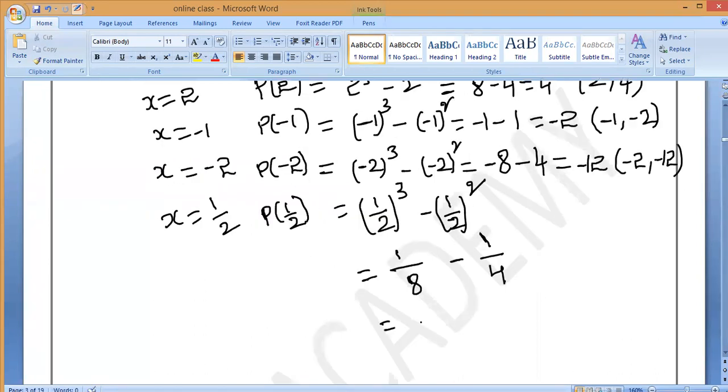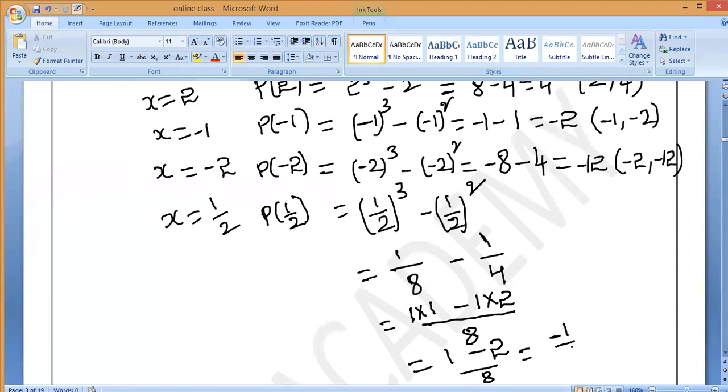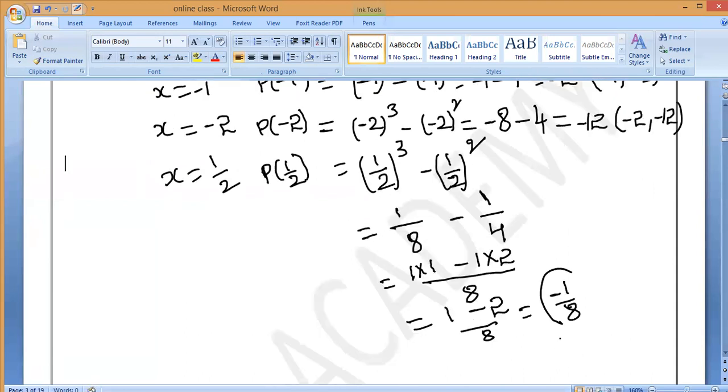8 is the LCM. 1 by 8 stays the same. How many times to get 8 from 4? 2 times. So 1 into 1 is 1, minus 1 into 2 is minus 2. So it is minus 1 by 8.